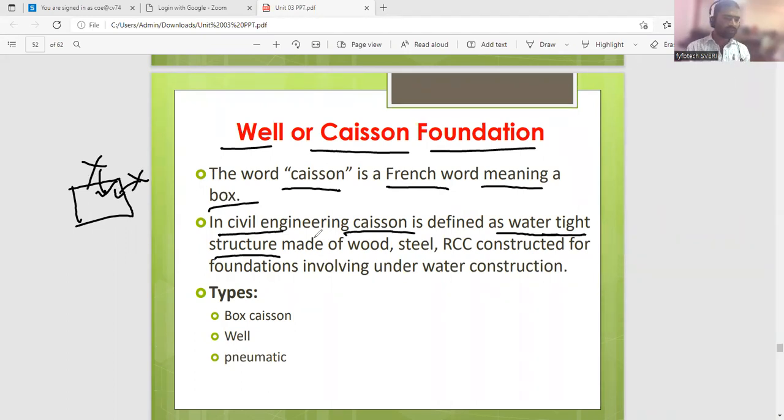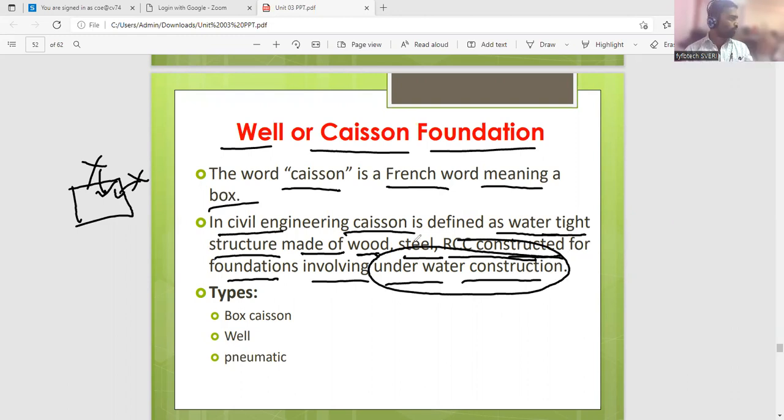Watertight structure made up of wood or steel or RCC, constructed for foundations involving underwater construction. Yes, this is important: underwater construction. So well foundations or caisson foundations are provided for underwater construction. Is it clear, all of you? Yes, sir.